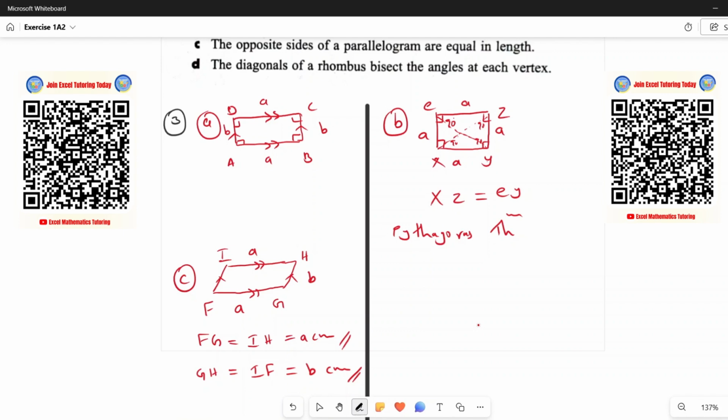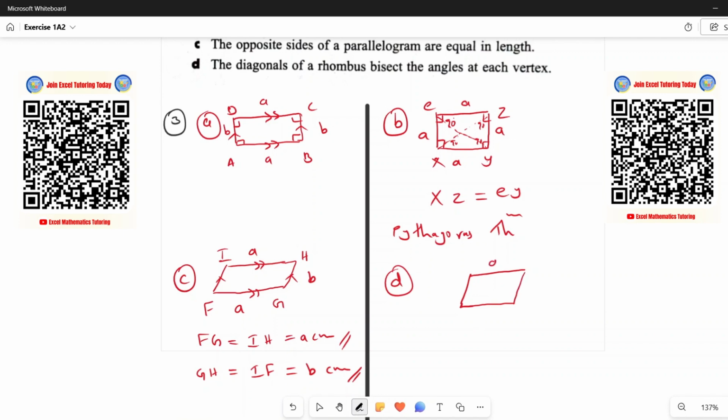Now moving to the next one, D. We just need to prove the diagonals of a rhombus bisect the angles at each vertex. So what is a rhombus? A rhombus is a kind of parallelogram with every side of equal length. So it's a special parallelogram with each side of equal length.